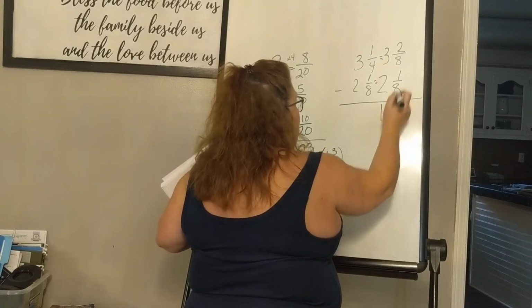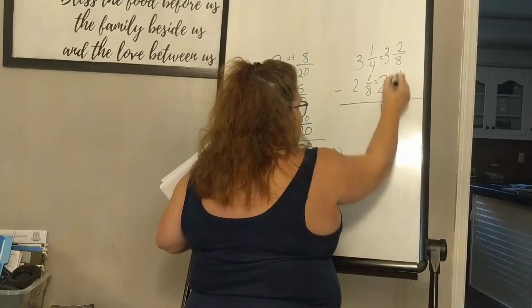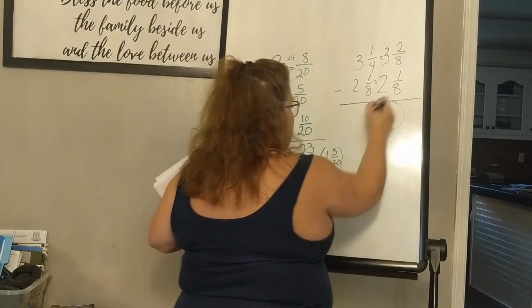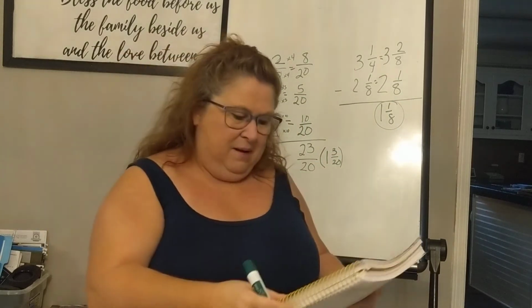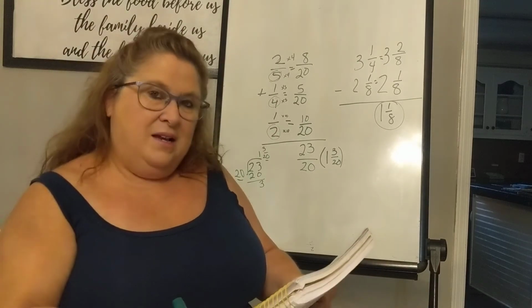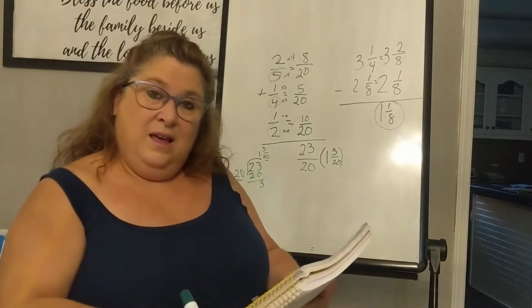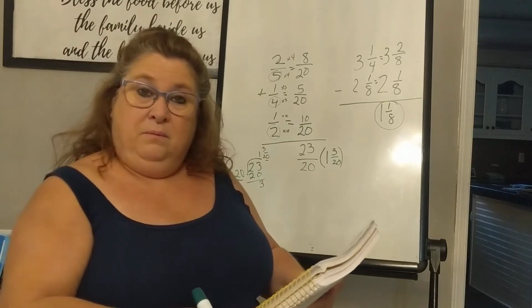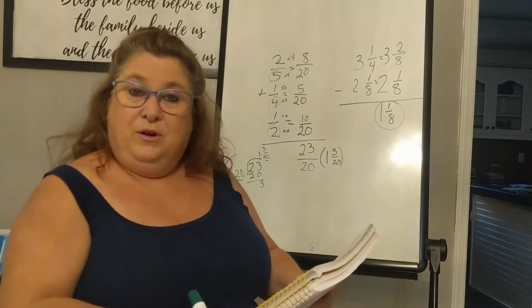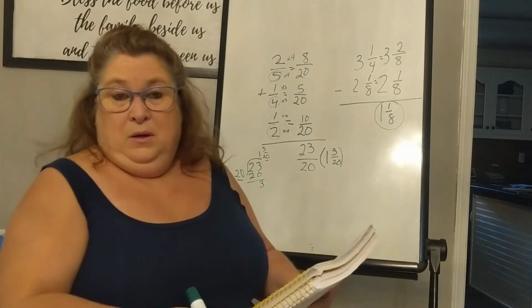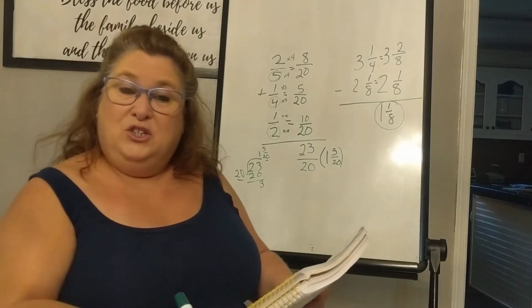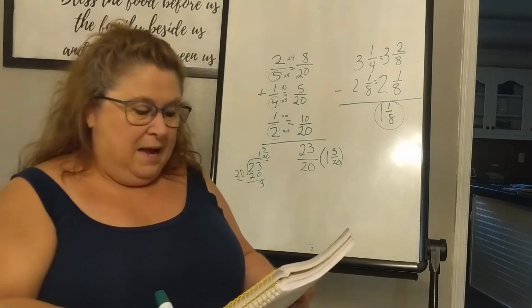3 minus 2 is 1. 2 minus 1 is 1. And my denominator stays exactly the same. 1 and 1/8 is my answer. Okay, so that is how we're adding and subtracting fractions with denominators that are not the same. We're going to find the least common denominator. We're going to use it to make equivalent fractions, and then we will be ready to add or subtract.